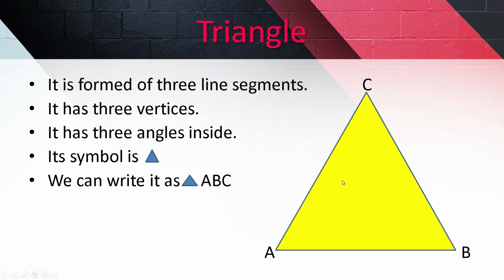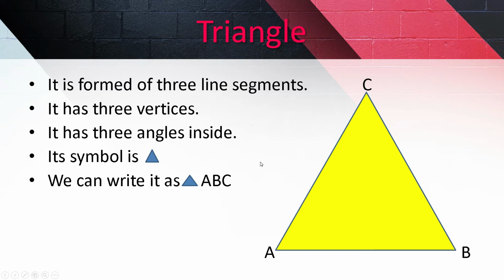So this is a geometrical shape which is composed of three line segments, having three sides, three vertices and three angles inside. And the symbol we use is a small triangle, and whatever the name of the triangle is, we use that symbol just before that name. For example, if you named it LMO, then you will write triangle LMO. The symbol of the triangle you write first, and then you write the name of the triangle, like LMO or XYZ, and here in this case it is ABC.